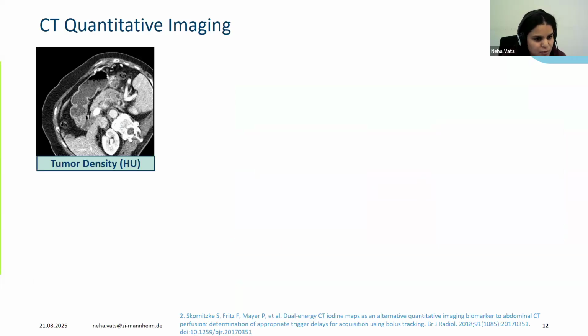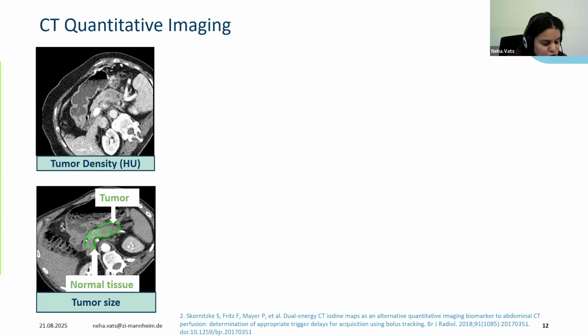In CT quantitative imaging, I'll just show you some images of how those parameters look. There are a few examples, such as tumor density. By looking at these images, you can quantify the tumor density in Hounsfield units. To measure the tumor size, you need to delineate the tumor area and then you can calculate the tumor size in mm cubed.